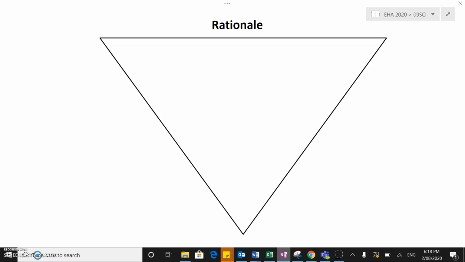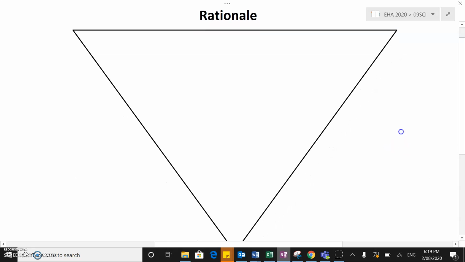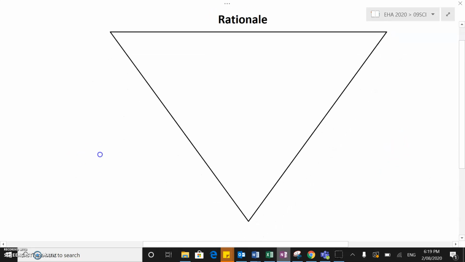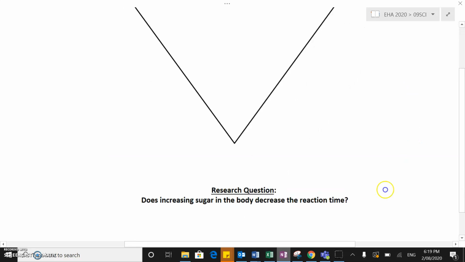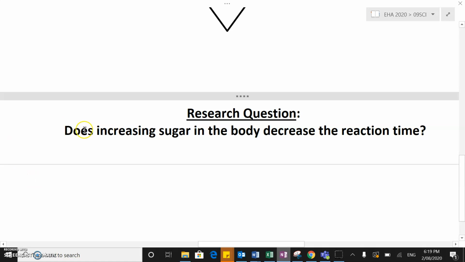I've put it in the shape of an upside down triangle because as you work through, it should be getting more and more specific to your investigation, and it leads to your research question. Underneath here is the research question that we discussed in the demonstration. So this is the teacher's research question that was demonstrated in that video for you where we were eating the lollies and measuring the change in the reaction time. So does increasing sugar in the body decrease the reaction time?